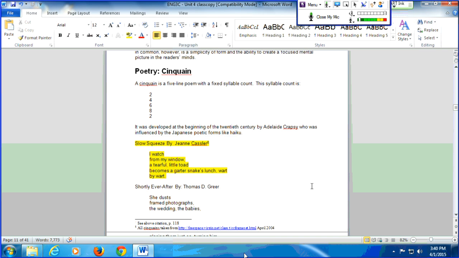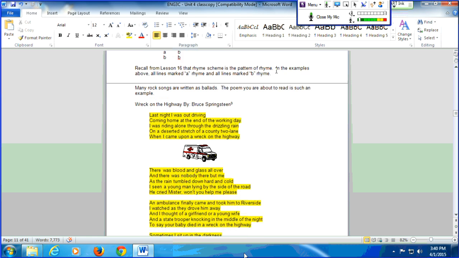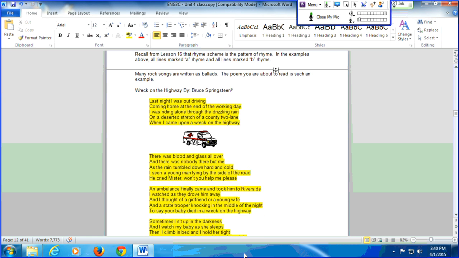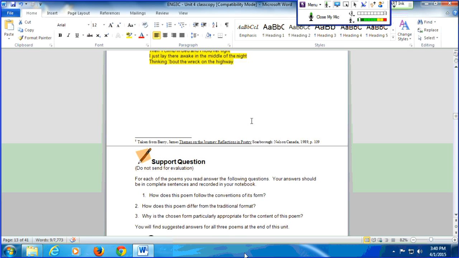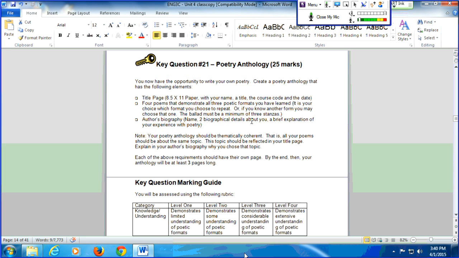The last one is the ballad we just read, which is Wreck on the Highway. So how is this? Well, it's similar to ballads in that it's narrated and tells a story. A ballad will tell a story somehow. But it doesn't have quatrains, it doesn't have the four lines, and it doesn't have very much of a rhyme scheme. There are a bit of rhymes, but not a whole lot. And does it fit with the style? Well, kind of, because the singer, Bruce Springsteen, tells a story that could have taken place anywhere. So that leads us into key question 21. And key question 21 is looking at a poetry anthology.